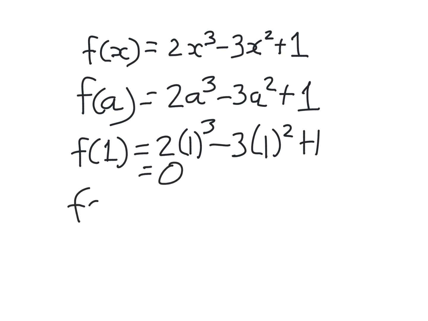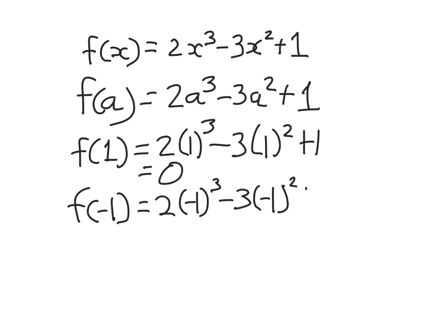f(-1), it's the same thing. Everywhere you see an x, you replace it now with negative 1. So if we do this, it will return just one number. The input is minus 1, the output is 2 times negative 1 cubed, minus 3 times 1, plus 1, which actually gives negative 4. So we have one input, one output. And that's what it means to be a function.